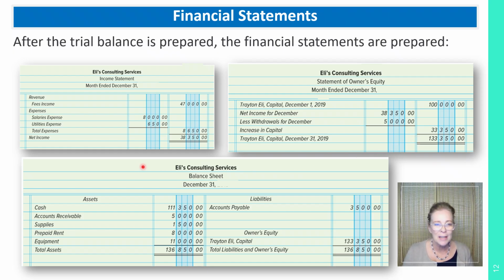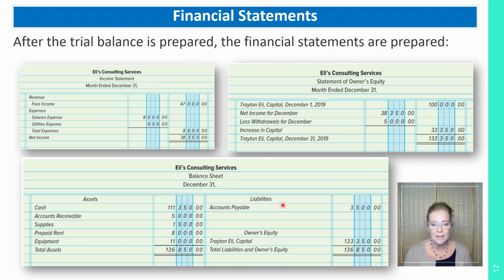We're now ready to prepare the balance sheet. We first list out all of our assets: cash, $111,350, accounts receivable, $5,000, supplies, $1,500, prepaid rent, $8,000, and equipment, $11,000, for a total of $136,850.